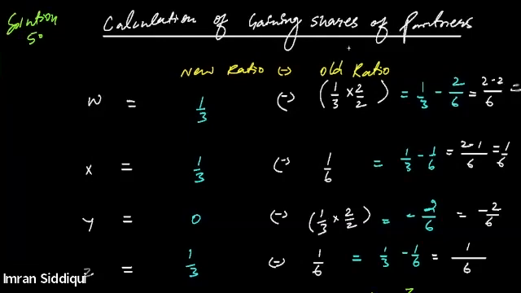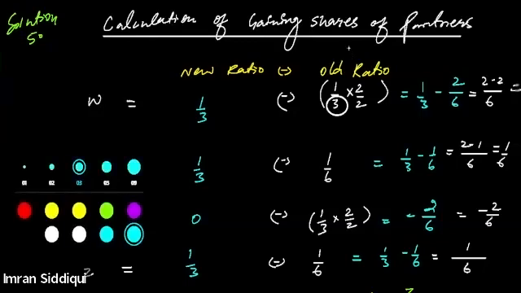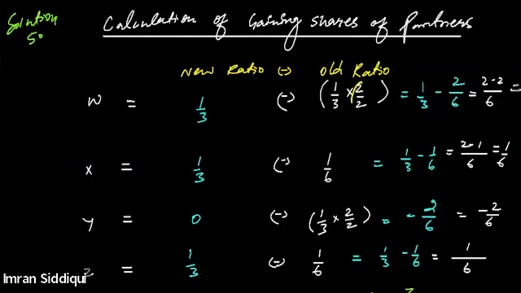The old ratio of the partners was 1/3, 1/6, 1/3, 1/6. Now see, the bases of their old ratio are not equal. Like bases are different. So we will have to first of all equalize their bases. For that purpose, I just multiplied W's share by 2 and divided it by 2 to get the denominator same as the X denominator. So for that purpose, I'm multiplying the numerator with 2 and multiplying the denominator with 2 as well.